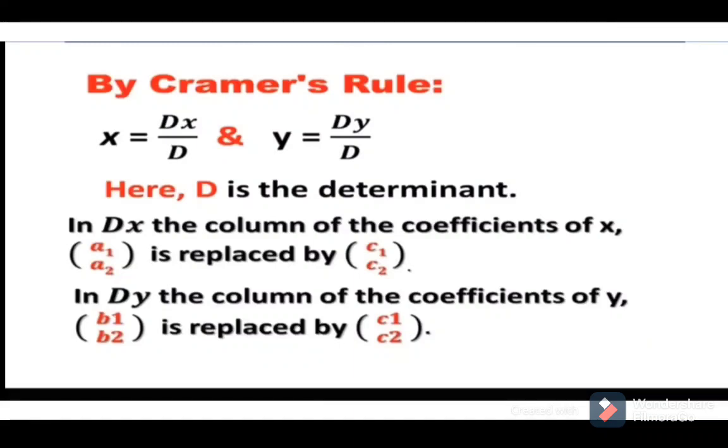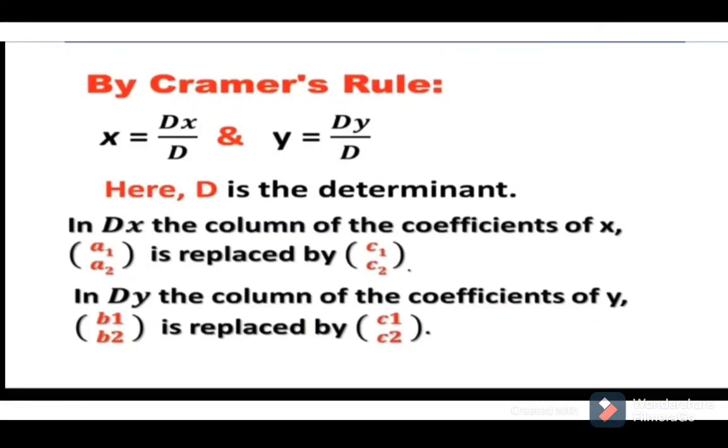Now to find the value of Dx, as you all know, D is the determinant. To find the value of Dx, the column of the coefficients of x, that is a1, a2, you have to replace by c1, c2. And to find the value of Dy, the column of the coefficients of y, that is b1, b2, should be replaced by c1 and c2. Then by using x = Dx upon D and y = Dy upon D, you can find the values of x and y.